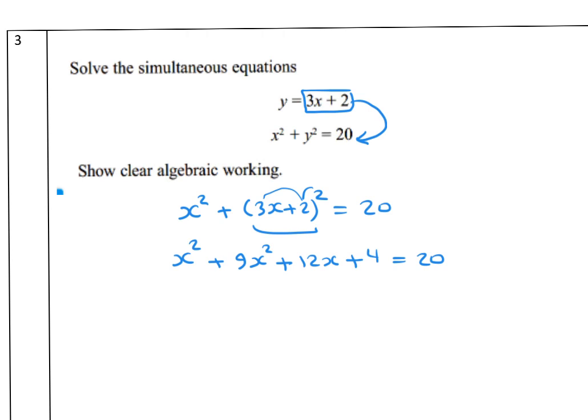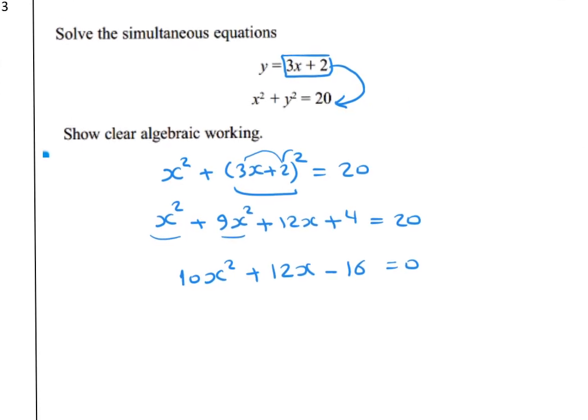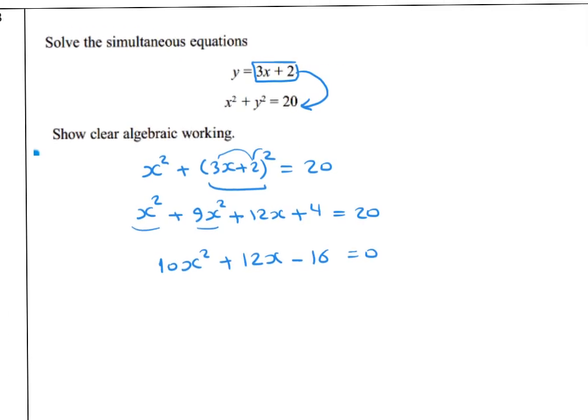equals 20. So combine the like terms: x squared plus 9x squared, 10x squared, plus 12x, plus 4 minus 20, negative 16, equals 0. You can divide by 2, or you can find the answer using your calculator. If we divide by 2, 5x squared plus 6x minus 8 equals 0. Now we can find the two values for x.